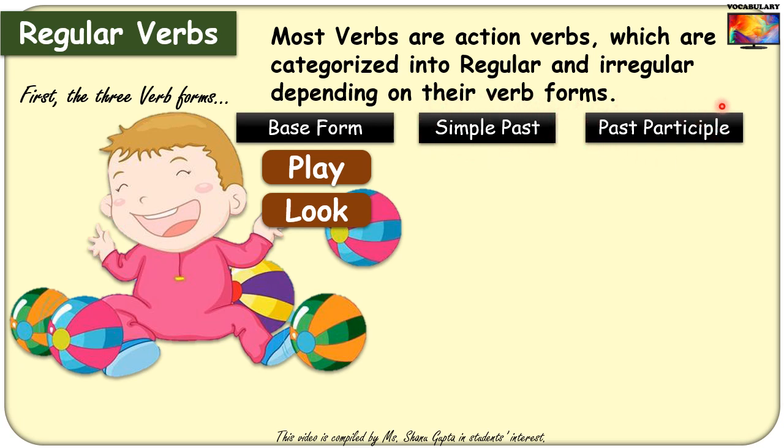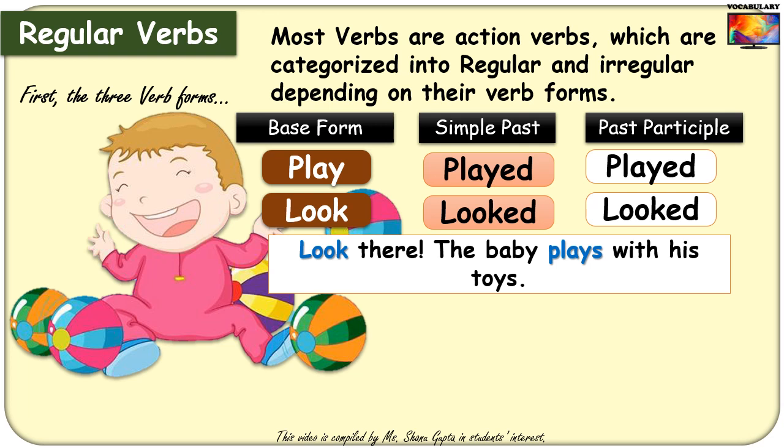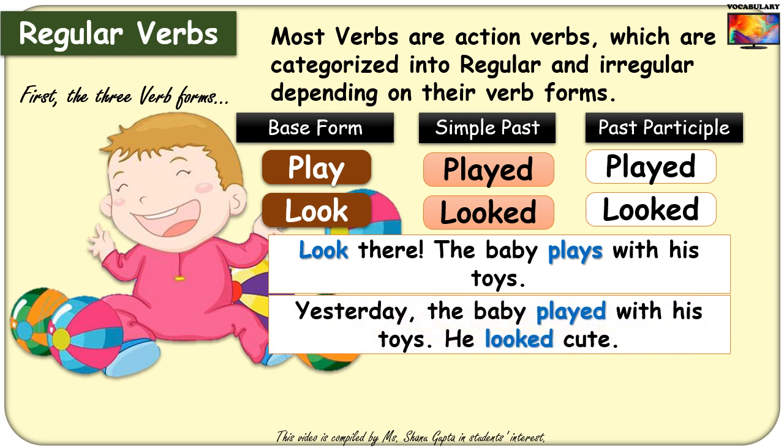For instance, let's take the verbs play and look. The base form is used for simple present tense sentences, and sometimes we add an S to the base form. Example sentences are, look there, the baby plays with his toys. For these two verbs, we form their simple past and past participle in a straightforward way. Just add ed to the main verb. So, for play, the three main verb forms are play, played, played. And for look, we have look, looked, looked. So, for instance, sentences in simple past look like, yesterday the baby played with his toys and he looked cute.